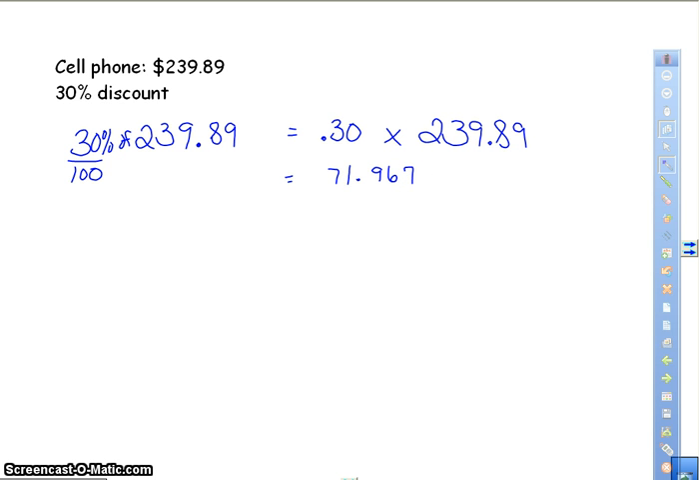71.967. Now, like I said before, this is a dollar amount. We know our dollar amounts can only go to the hundredth spot. So I'm going to round to the hundredth spot. The 6 makes the 7 round up to $71.97. So this is my discount.